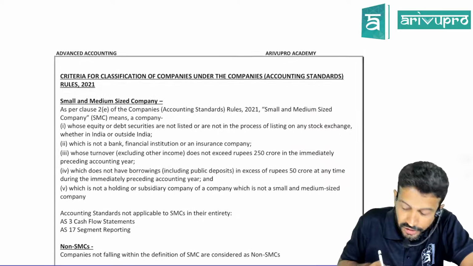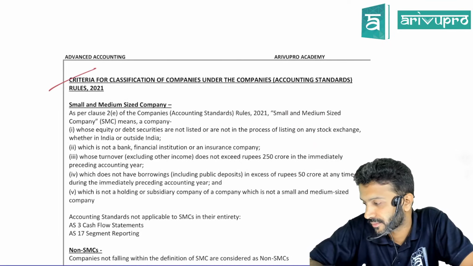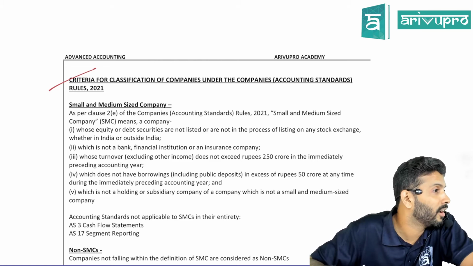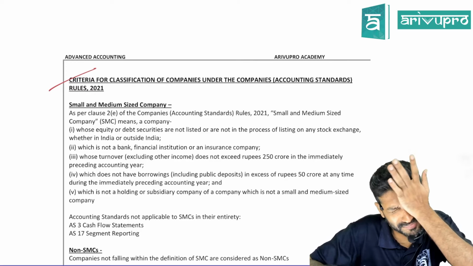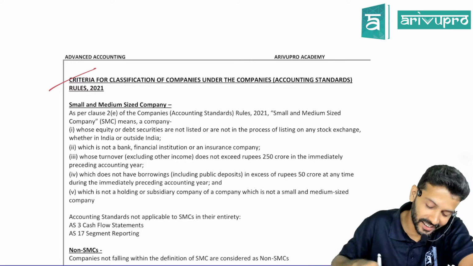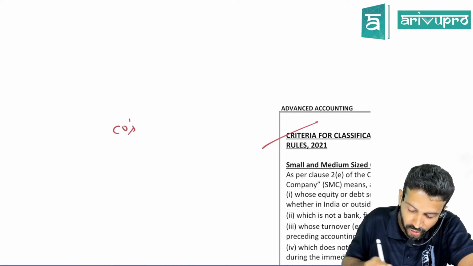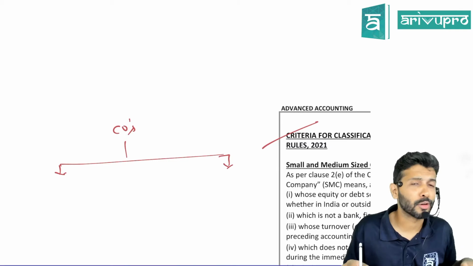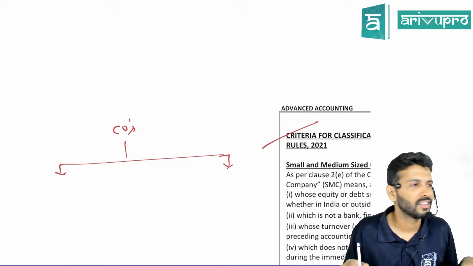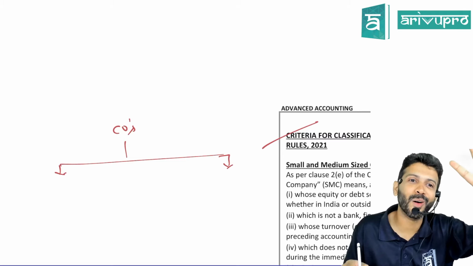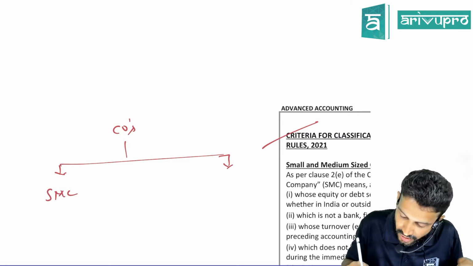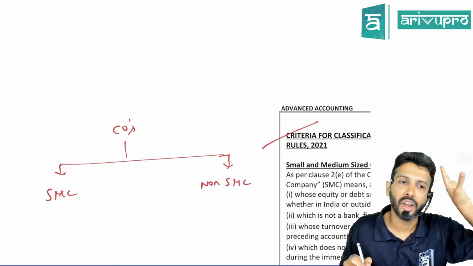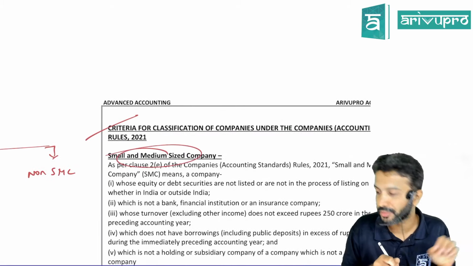Sir, this is for what company? Non-corporate entities. Suppose you are a corporate entity. What to do, sir? You already learned, sir. If you are a company, our ICAI messed up. They gave level 1, level 2, level 3 and level 4. MCA is saying, I want only 2 categories. Whether you are an SMC or non-SMC. That's all. No 4 categories. SMC means small and medium size company.